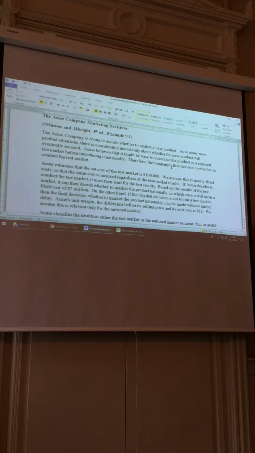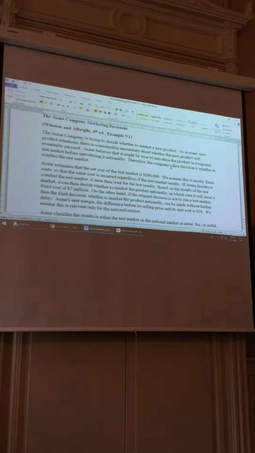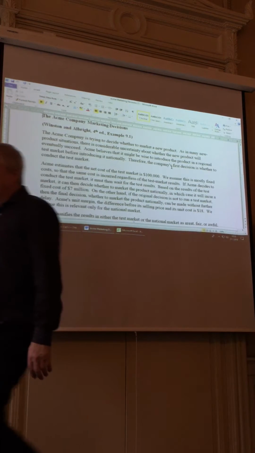If the original decision is not to run the test market, the final decision whether to market the product nationally can be made without further delay. Acme's unit margin, the difference between the selling price and unit cost, is $18. We assume this is relevant only for the national market.